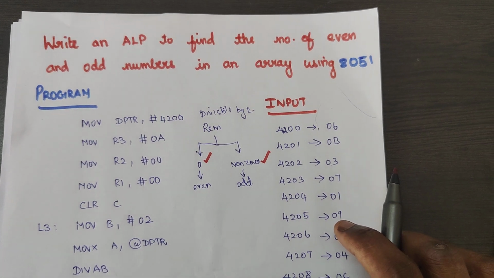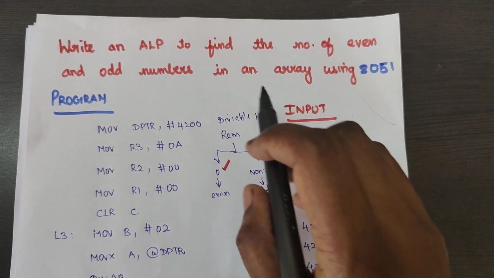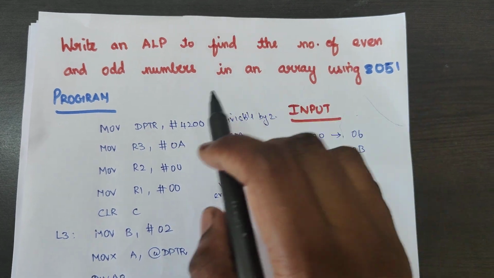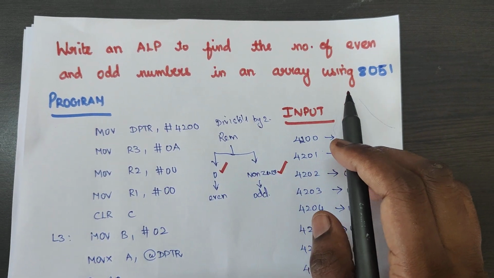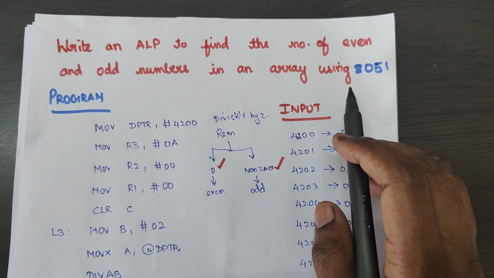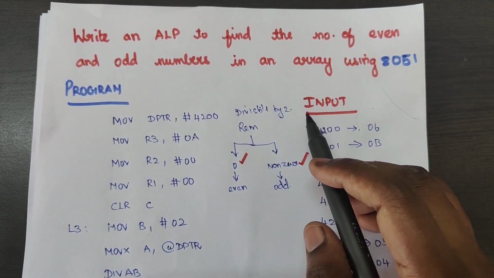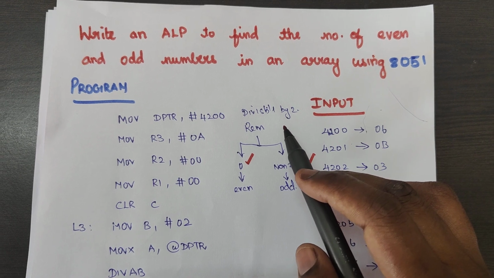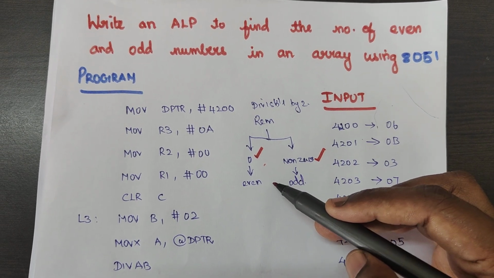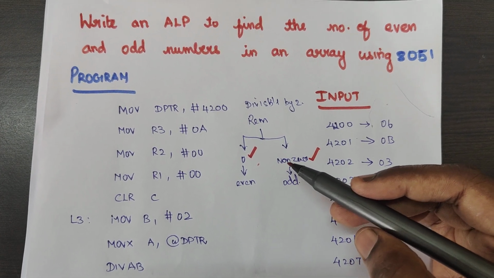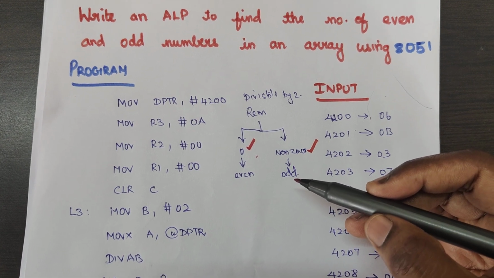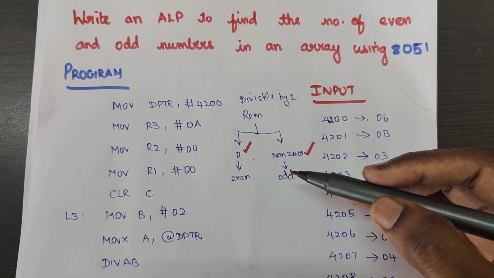Hi students, today we will discuss how to write an assembly language program to find the number of even and odd numbers in an array using 8051. The logic is that the given input is divided by 2. Whenever you obtain a remainder value of 0, it is an even number. Whenever you obtain a non-zero remainder, it is an odd number. So for this logic we are going to write the code.